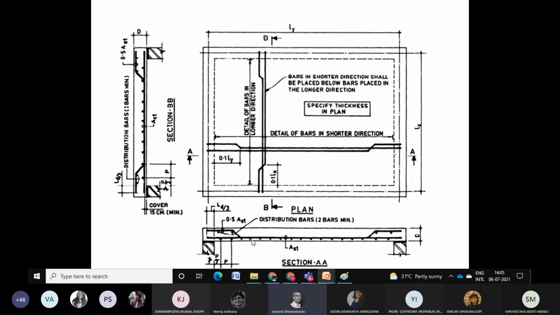The bar is on the top, bends, goes right till the very end. The bar at the other end is bent on top and goes in. If it's a continuous span, whereby the slab continues in the other direction, then these bars go ahead and overlap in the other direction also.